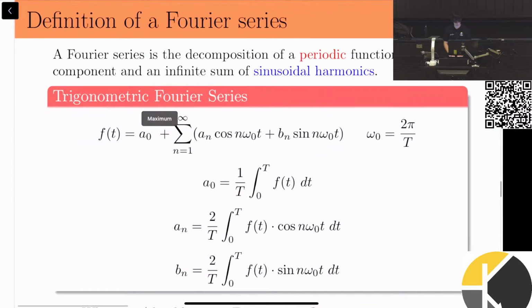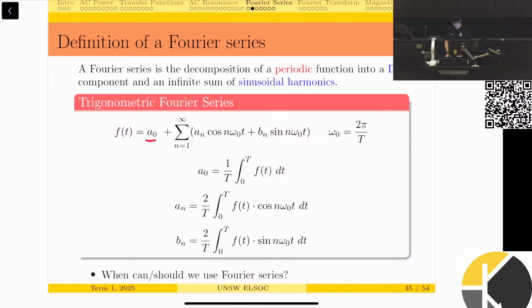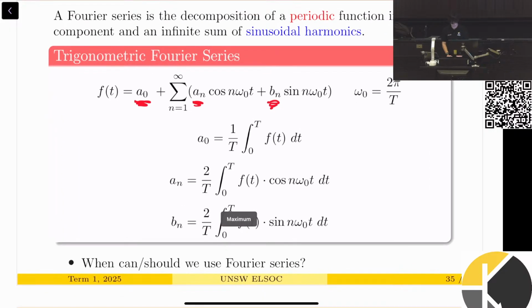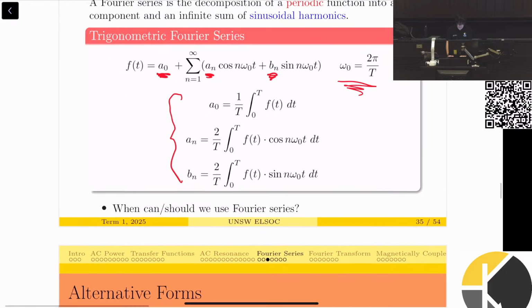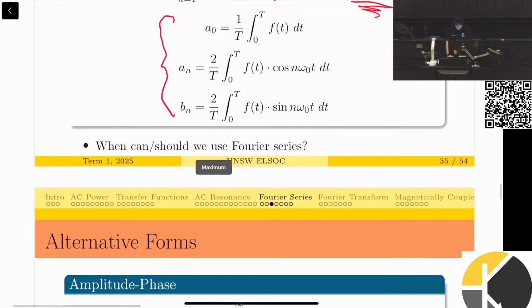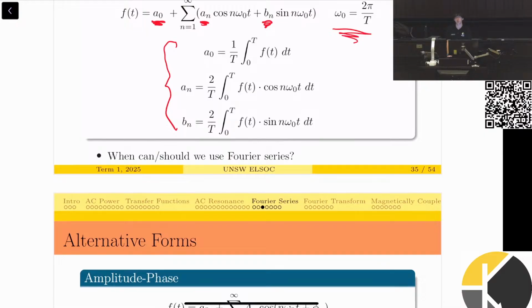So if we look at the definition, A0 is our DC offset term, and then our AN and our BN coefficients correspond to the magnitude of each of the harmonics that we have. And we can see that this can all be calculated with these formulas. One important thing to note is finding the fundamental frequency, which we do through this equation, omega naught equals 2 pi on T. And when should we use Fourier series? We should use it when we have periodic signals that are non-sinusoidal.